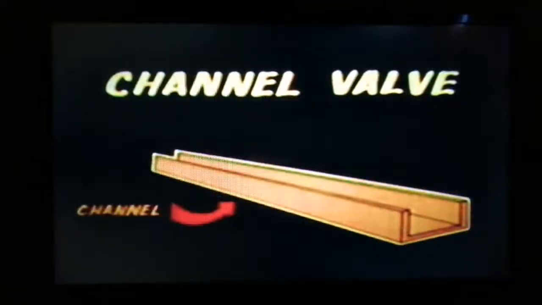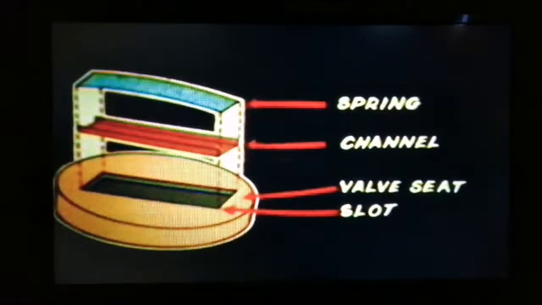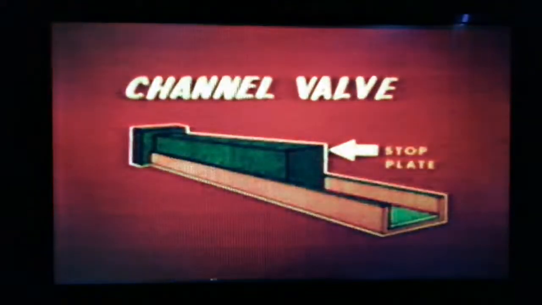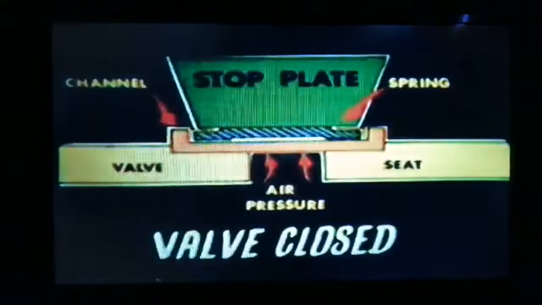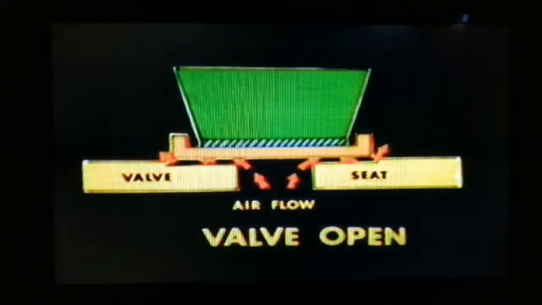As an example, we'll take a close look at the operation of a heavy-duty channel valve used on large modern compressors. The main parts are a channel, into which a flat curved spring fits. All of this fits into a slot in the seat valve. A stop plate tightly holds the spring in the channel. Now, as air pressure increases, it pushes up against the spring, which is, in turn, pressed against the stop plate. The pressure of the air pushing against the spring causes the valve to open until the spring can again close the valve.